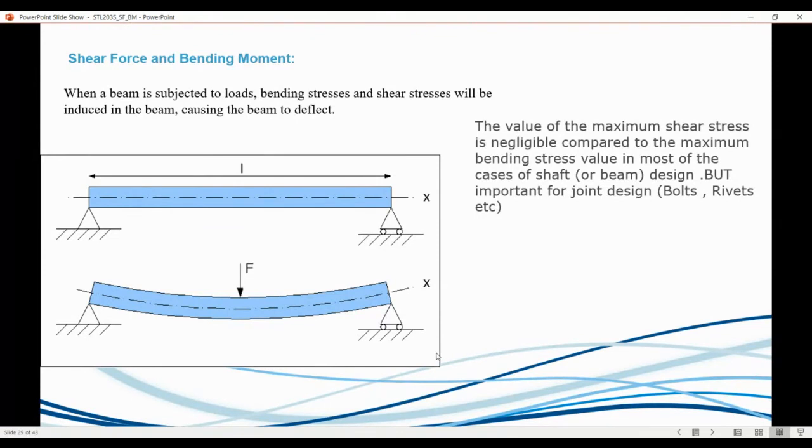Now they say that the value of the maximum shear stress is negligible compared to the maximum bending stress. That's very interesting, in most cases of shaft or beam design, though quite important for joint design, bolts or rivets. So for longer beams, and I'm not sure of the specific length, but substantial, maybe even a meter, beams are more likely to fail in bending versus shear.